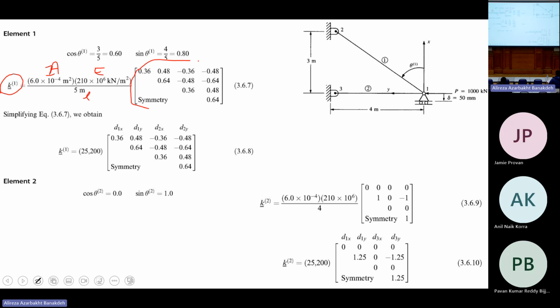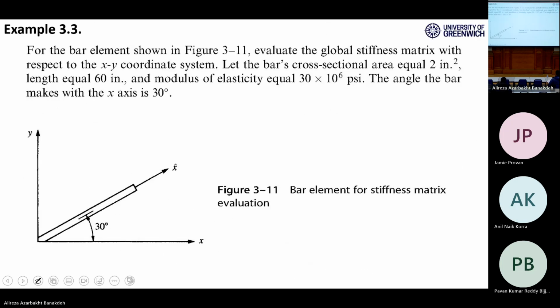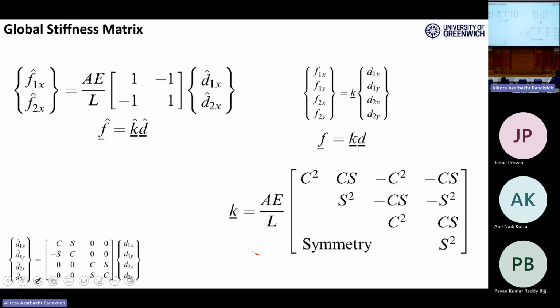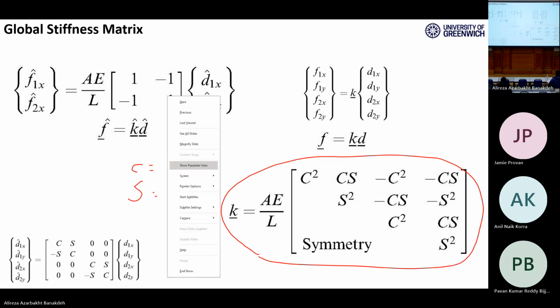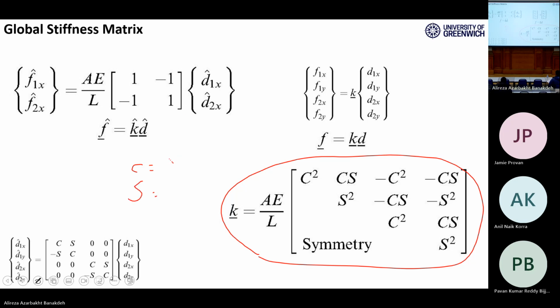And where does it come from, this matrix? It's coming from this one. You should always have this beside you, and you know the C and S definition. C is xj minus xi over L, and S is yj minus yi over L. And we have AE over L. So this 4 by 4 matrix can be used and repeated for every individual element.